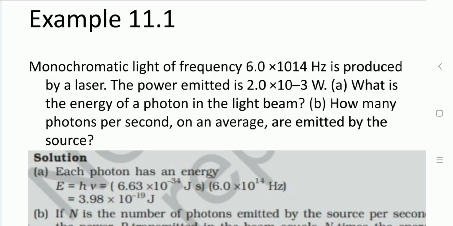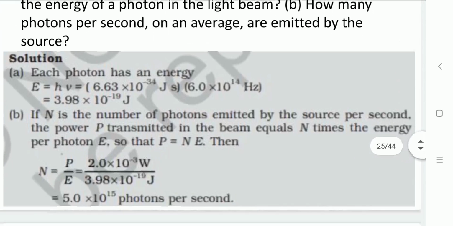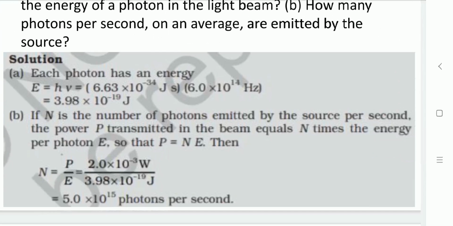Now we need to calculate the number of photons emitted by that particular source. For that, the power transmitted by the beam is equal to N times the energy radiated per photon. So P equals N into E, so N equals P by E. Power is given as 2 into 10 raised to minus 3 watt. Energy we have calculated above. Substitute the values and we are able to get the number of photons, 5 into 10 raised to 15 photons per second.